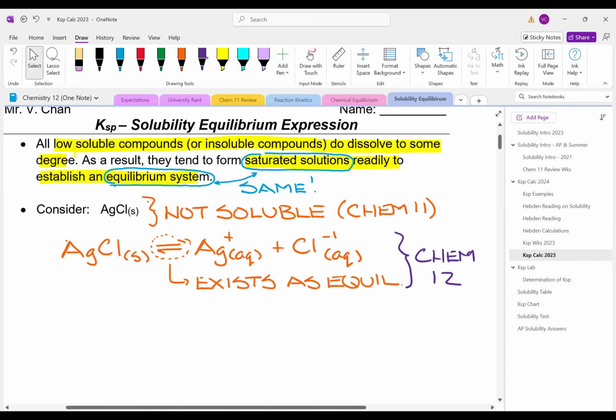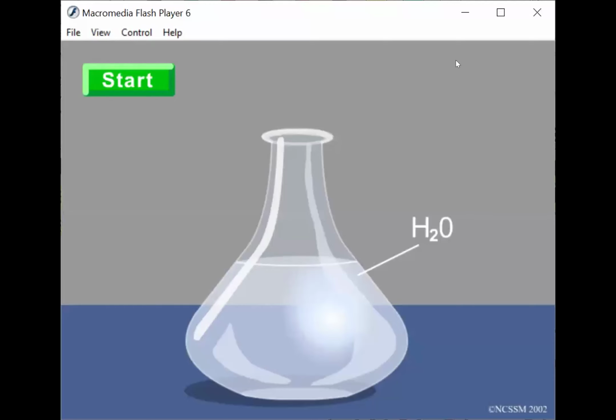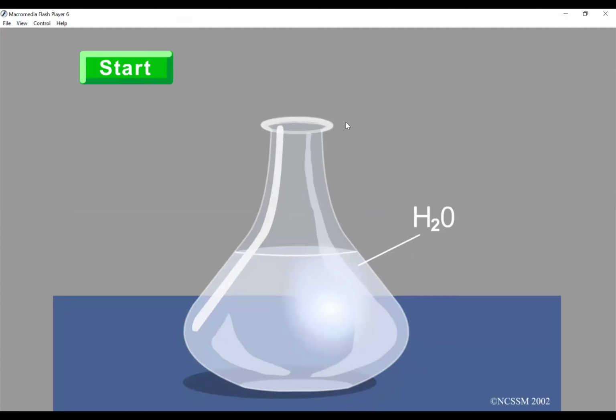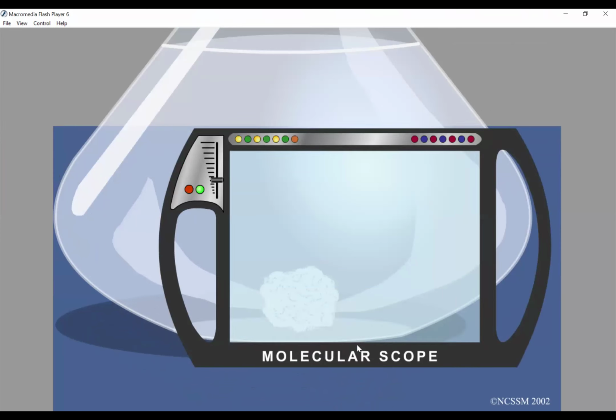Now, some of you may say, well, I don't get it. So I'm going to share a screen, and we're going to show you what I mean by equilibrium. Remember we had something like this in our class, but in this case, I'm going to dissolve a piece of silver chloride. For silver chloride in Chemistry 11, we said that it was not soluble. But if we take a look, this is a little bit more exciting. It even has a molecular scope.